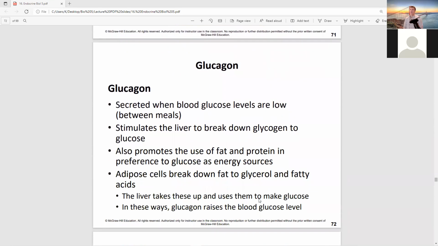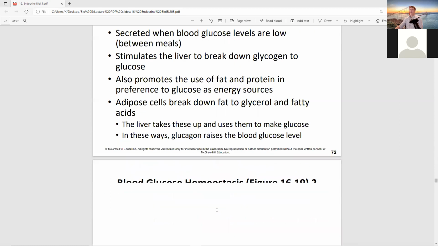Okay, so glucagon is secreted when blood glucose levels are low, like between meals, and stimulates the liver to break down glycogen to glucose. It also promotes the use of fat and protein in preference to glucose as energy sources. Adipose cells break down fat to glycerol and fatty acids. The liver takes these up and uses them to make glucose. In these ways, glucagon raises the blood glucose levels.